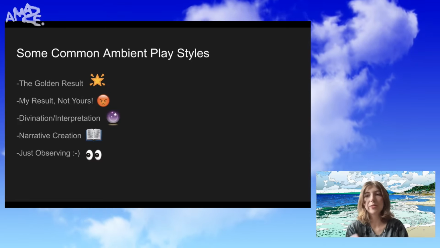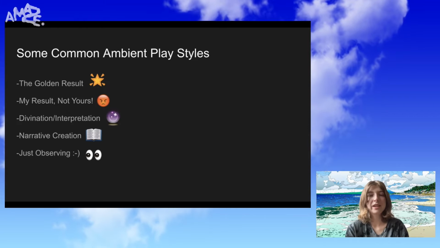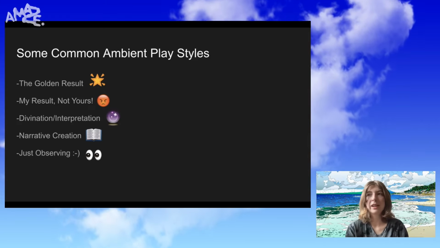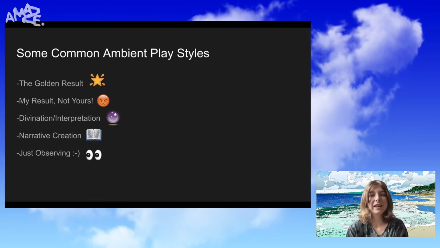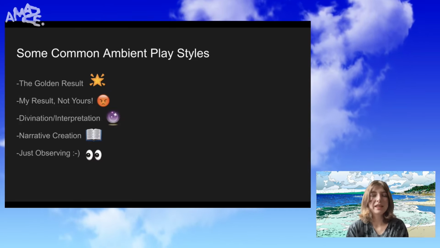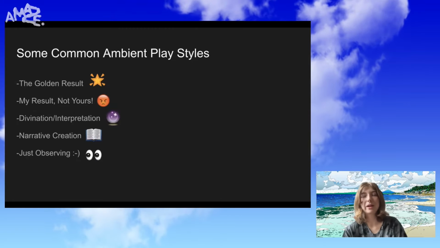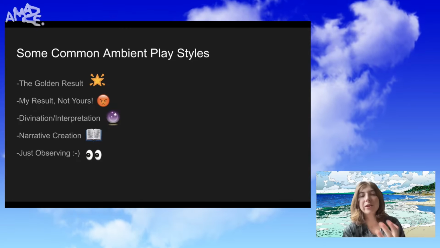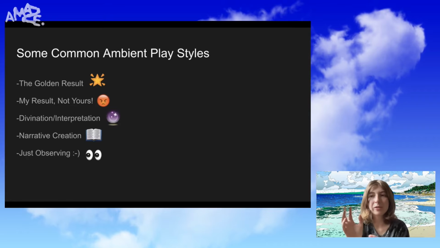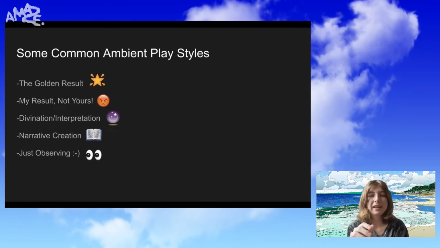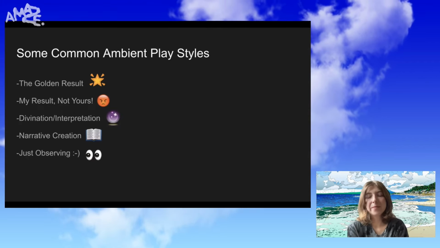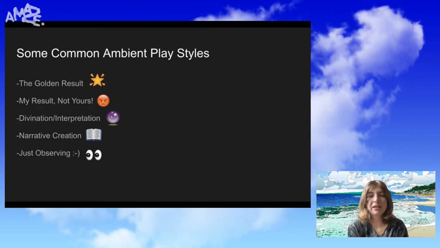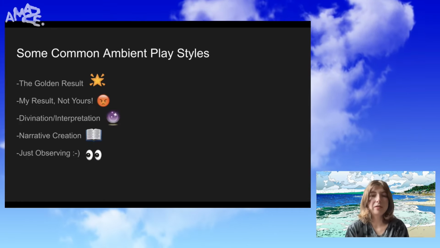There's this idea of the golden result. This is a system where you just have one outcome that you're looking for. The other ones don't really matter so much, like the DVD menu logo. There's also, related but different, my result, not yours. You have your golden result, but there's also another special result that you really don't want to happen. Then there's divination or interpretation. This one's really interesting, which I think a lot of game designers have become increasingly interested in the past few years.